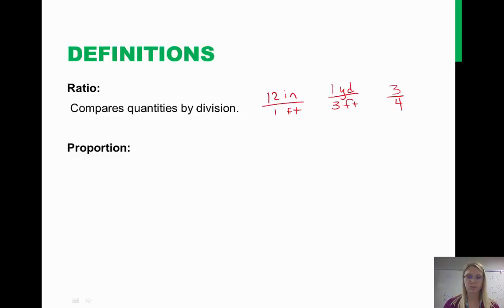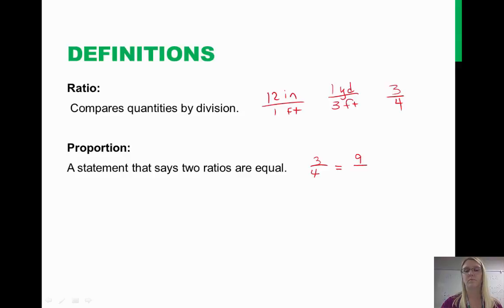A proportion is a statement that says two ratios are equal. You know you have a proportion when you have something like this. Whenever you have an equal sign in between them, that is a proportion. Notice that I'm not adding or subtracting anything from either side. It's just 3/4 equals 9/12.